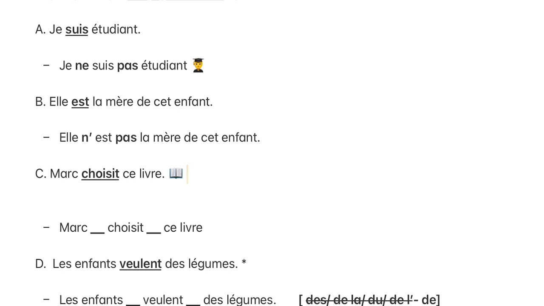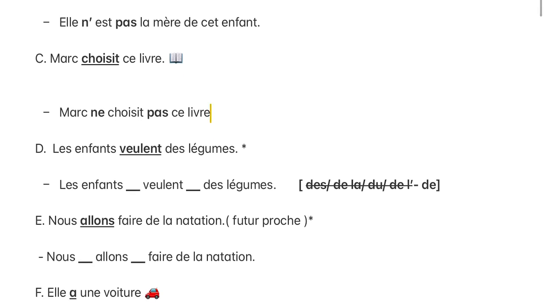Moving on to the next sentence, Marc choisit ce livre. Mark chooses this book. It is understood that the conjugated verb here is choisit, coming from the verb choisir, which means to choose. So again, we follow the same steps. We add ne before the conjugated verb and pas after. So we get Marc ne choisit pas ce livre. Mark does not choose this book.